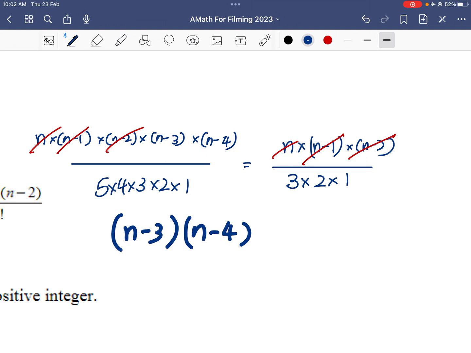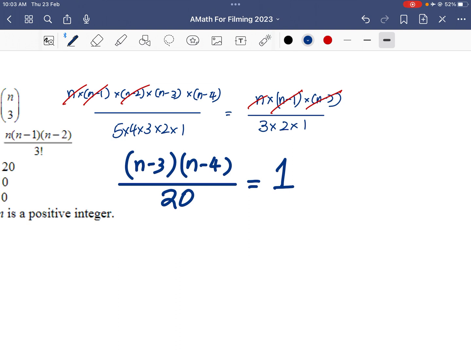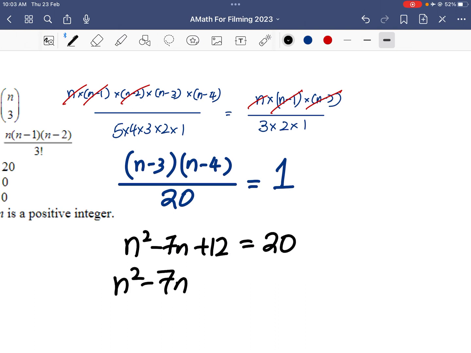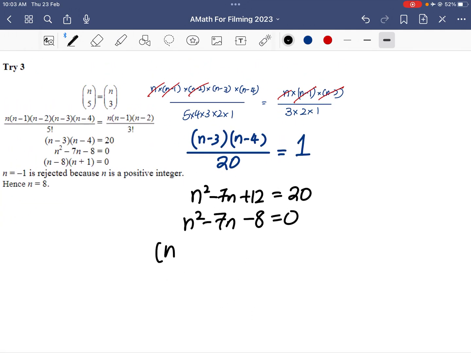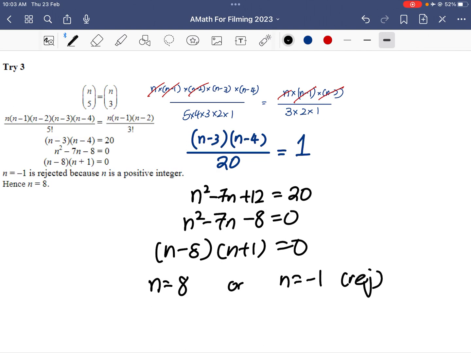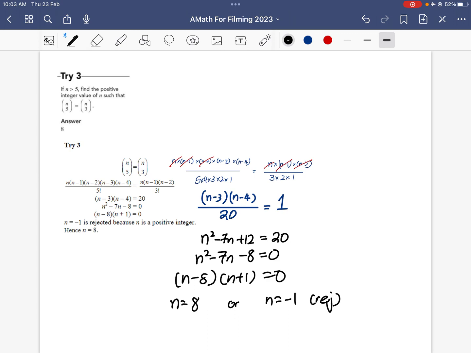Similarly, 3 times 2 times 1, I can eliminate 3 times 2 times 1, 3 times 2 times 1. So I'm left with over 20 in my denominator equals 1. To solve this, what I get is n squared minus 7n plus 12 equals 20. Factorizing, I get n minus 8, n plus 1 equals 0. So my n value is 8 or n equals negative 1, but the n value has to be a positive integer.